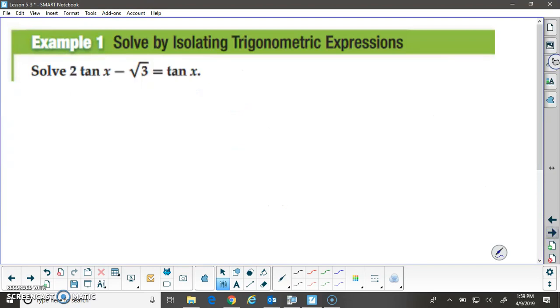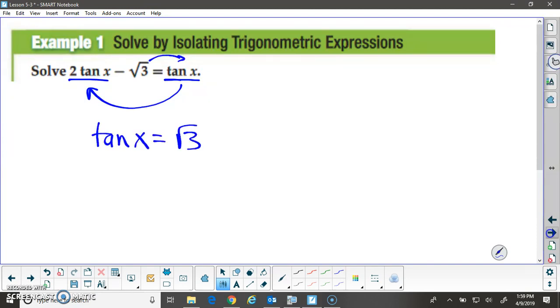Next example again just says solve. We've got 2 terms on the left, 1 term on the right. Well, I've got a couple of like terms, so I'm going to move the tangent of x over here, take the negative square root of 3 and move it to that side. And that's going to give me the tangent of x equals positive square root of 3. If we now look on the unit circle for that value, it should be 60 degrees. We're going to put a plus 180n on the end of that.